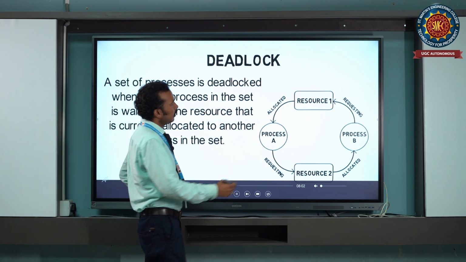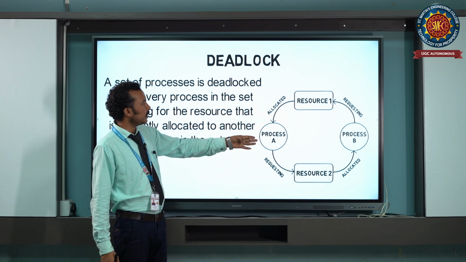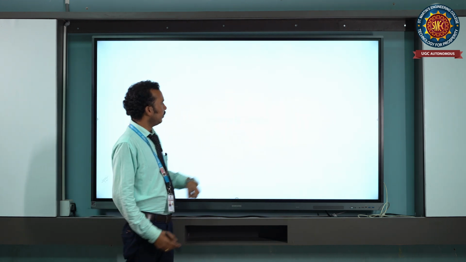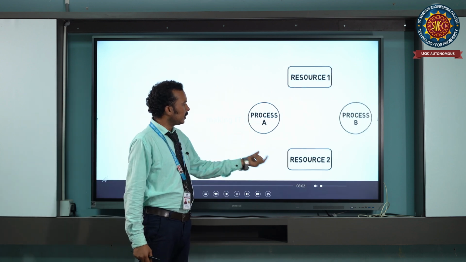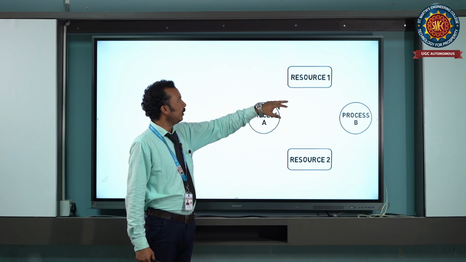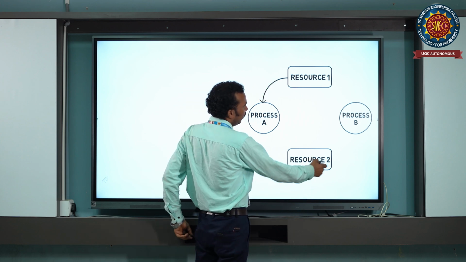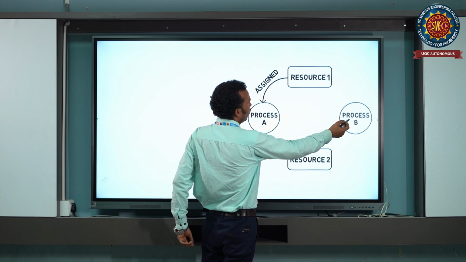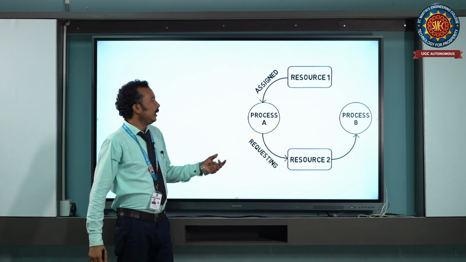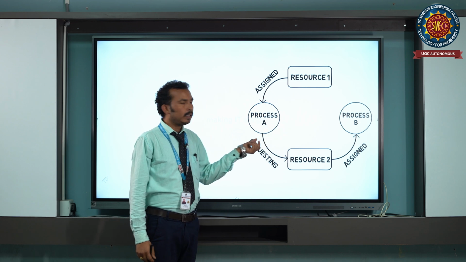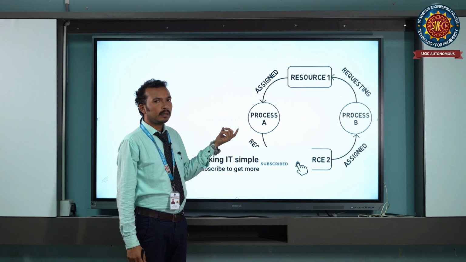This is the diagram. It depicts how deadlock occurs. Process A is requesting resource 2, and resource 1 is already allocated to process A. Resource 2 is allocated to process B, and process B is requesting resource 1, which is held by process A. In this case, both processes are in a waiting state, so they are unable to complete their execution.